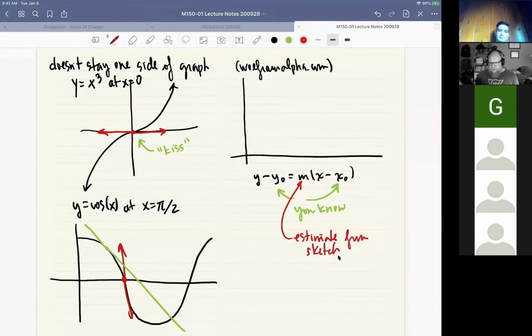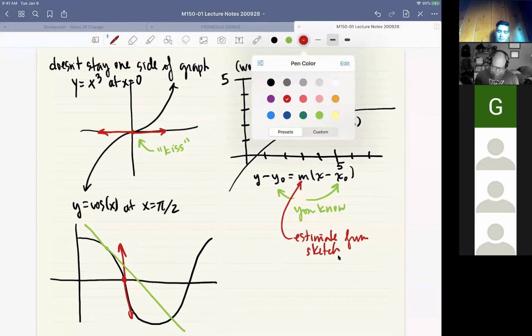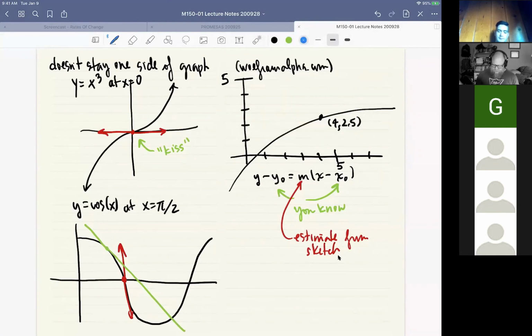And I just want to remind you how easy that is. It should be easy for you. So here I'm going to put some tick marks on my axes. I'm going to try to make them uniform. And I'm going to put a graph in here. So let's say here's a graph of a function. And I'm going to say I'm here at the point 4 comma, looks like 2.5. And I want to estimate the formula for the tangent line. And it's a pure estimation. And nobody's going to expect us to get it perfectly correct. Okay, so I'm going to sketch in the tangent line.